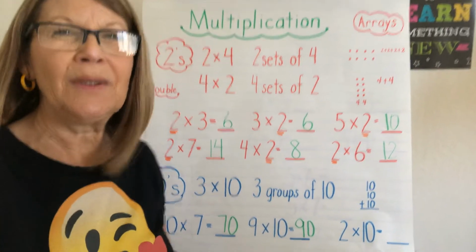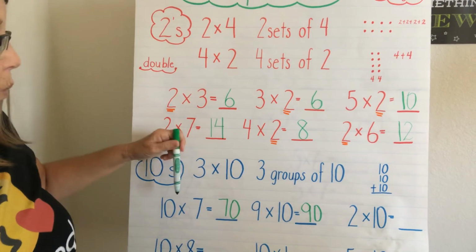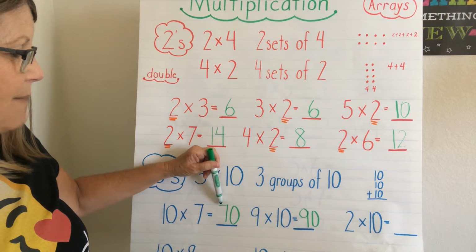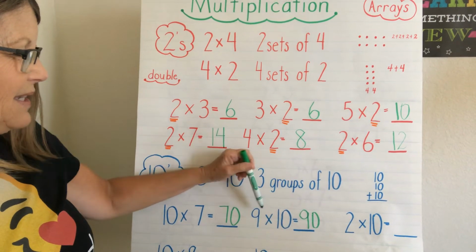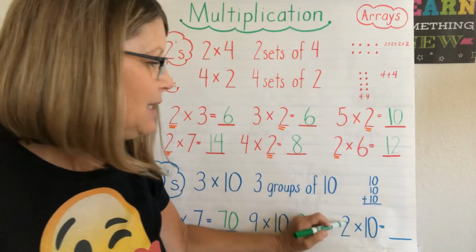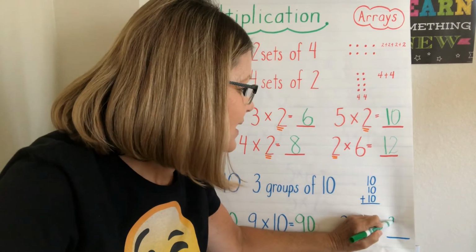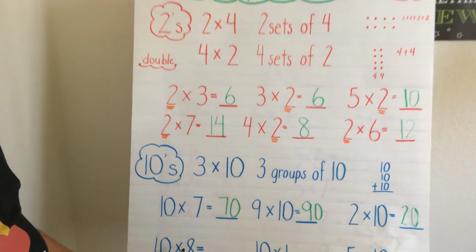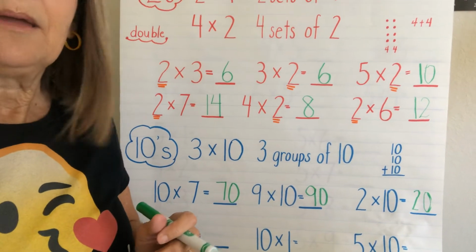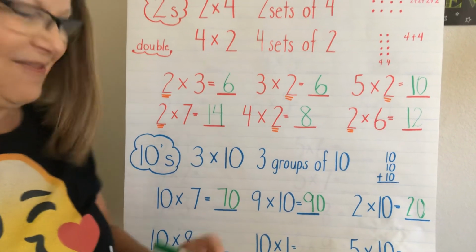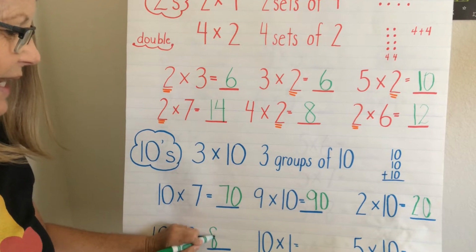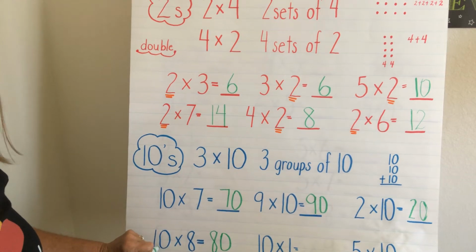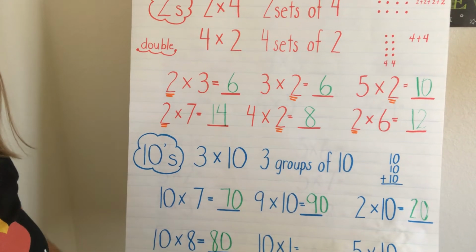Now, if you're starting to notice a pattern, that is great. When you multiply a number by 10, you really just take that number and put a 0 behind it. Take the 9, put a 0 behind it. 2 times 10, take the 2 and put a 0 behind it. 10 times 8. You can definitely count by tens 8 times, which I know is 80. But again, the shortcut, if I'm multiplying by 10, I take my number and just put a 0 behind it.